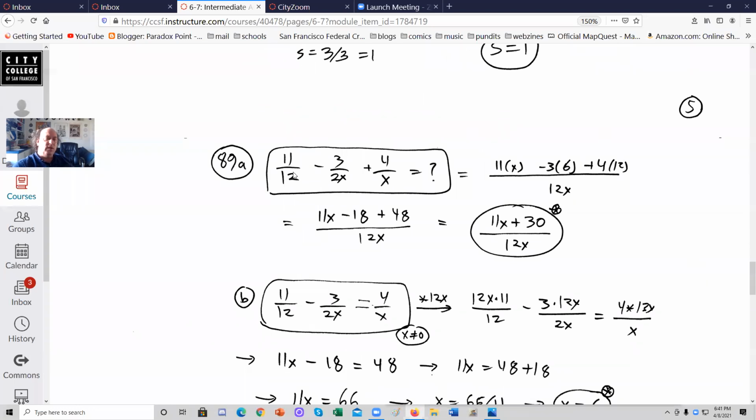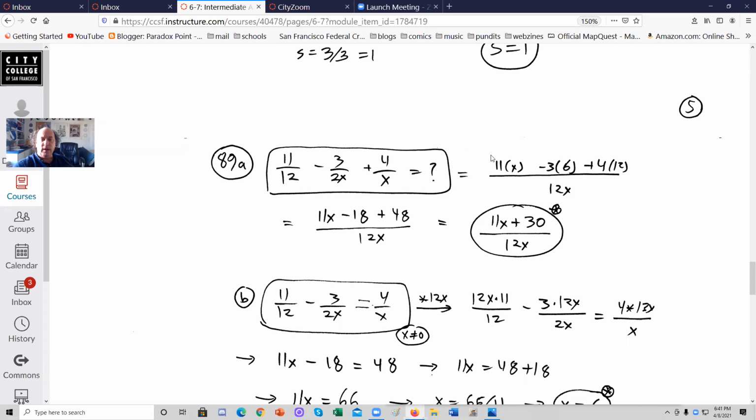Here, 11 over 12 minus 3 over 2x plus 4 over x is what? Well, this has denominators 12, 2x, and x. The lowest common denominator has an x, has a 2 and a 12. 12 combines both. So 12x can cancel against all these. So put over common denominator, 12x.